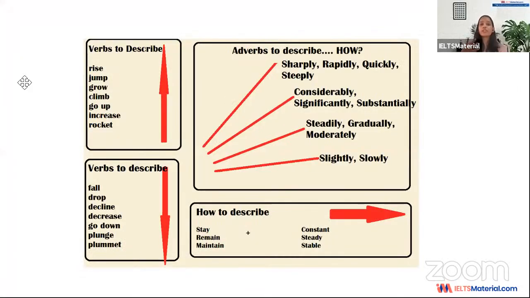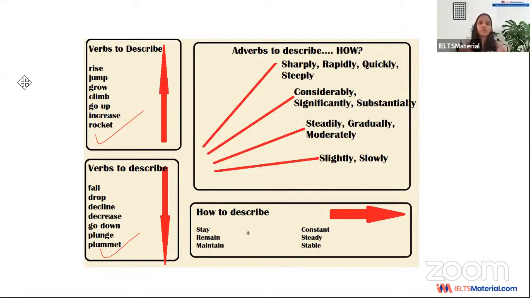So let's understand. We need adjectives, adverbs, and also the synonyms to enhance your writing. We must ensure that we cannot repeat the same word. You cannot keep using the word increase in every paragraph. No, we are going to use the relevant synonyms. For rise: jump, rocket, go up. For downward trend: drop, decline, go down, etc.